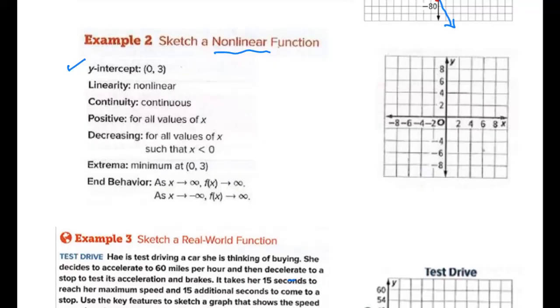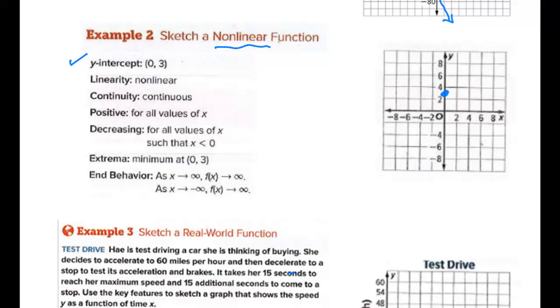(0, 3). Okay? So 0 means I'm not going to the right or left, and I'm going up 3. So I'm going to put my point right there. That is (0, 3). Okay? We already know it's nonlinear, so it's not going to be a straight line. It says it's going to be continuous, which means it's not going to stop. It's positive for all values of x. Okay?